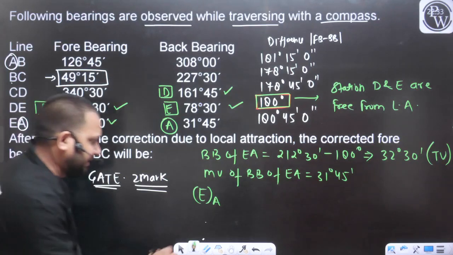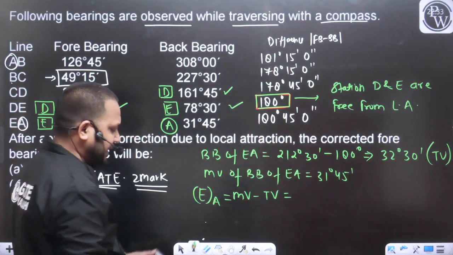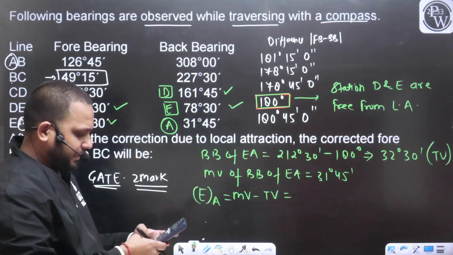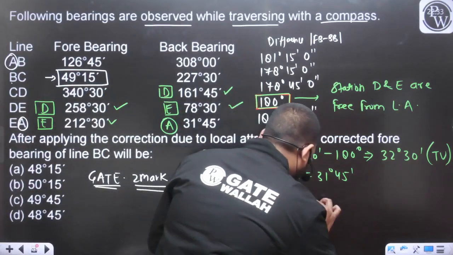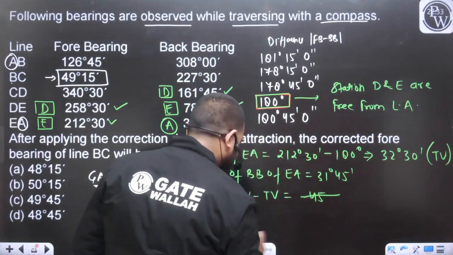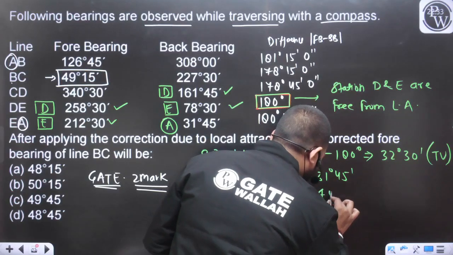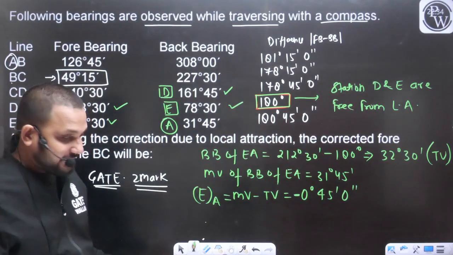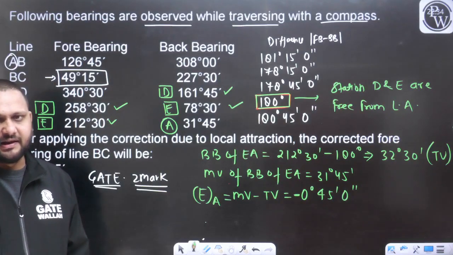So error is the measured value minus true value. The measured value is 31 degree 45 minute, and the true value is 32 degree 30 minute. So can I say minus 45 minute? So error is 0 degree 45 minute 0 second minus. This is the error at station A.